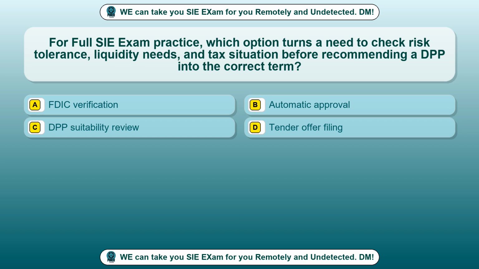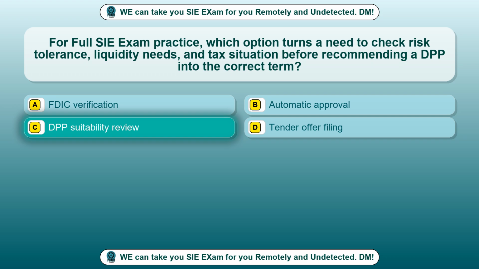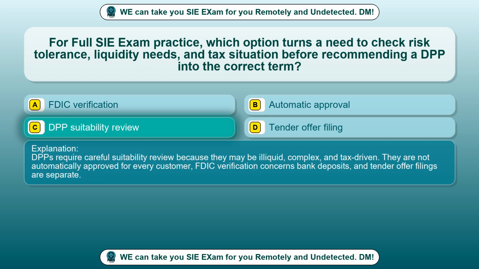Question 63. For full SIE exam practice, which option turns a need to check risk tolerance, liquidity needs, and tax situation before recommending a DPP into the correct term? Option A, FDIC verification. Option B, automatic approval. Option C, DPP suitability review. Option D, tender offer filing. The correct answer is option C, DPP suitability review. DPPs require careful suitability review because they may be illiquid, complex, and tax-driven. They are not automatically approved for every customer. FDIC verification concerns bank deposits, and tender offer filings are separate.